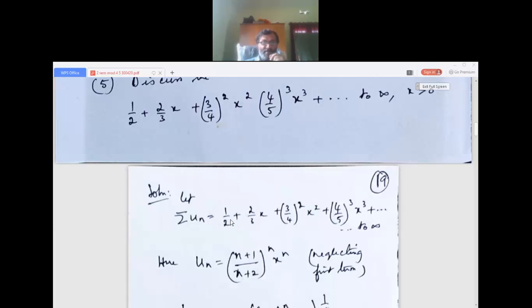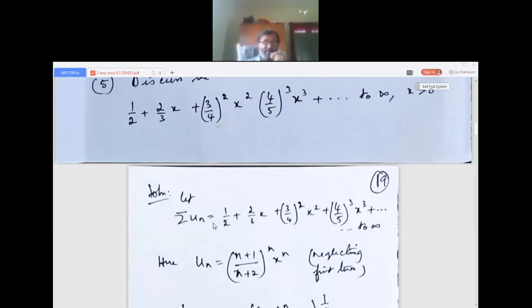So the nth term is something you have to guess. You have studied how to find the nth term in your 10th standard in arithmetic, geometric and harmonic series. Neglecting the first term, x power 0, because it is a constant, we start from x power 1. For n equals 1, we get 1 plus 1 is 2, 1 plus 2 is 3, raised to the power 1 into x. This is the second term. For n equals 2, 2 plus 1 is 3, 2 plus 2 is 4, and so on. So this will be the nth term.